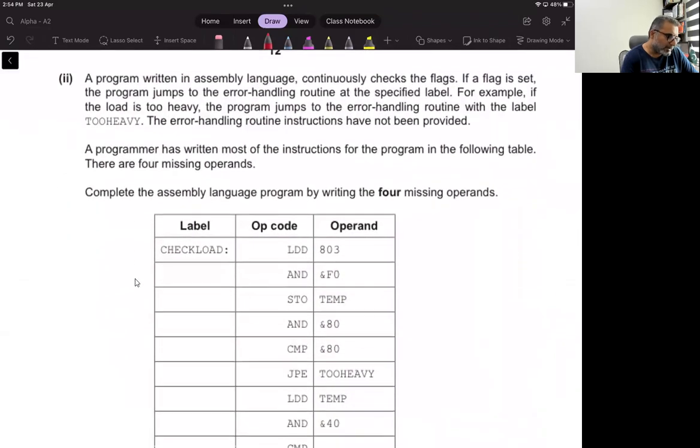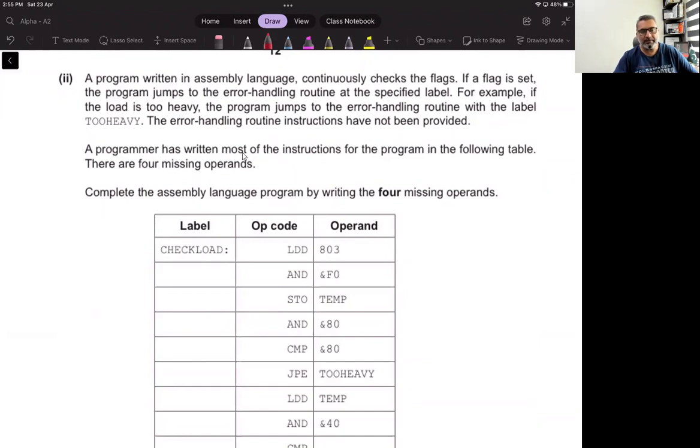A program written in assembly language continuously checks the flags, meaning it does not end. It goes on and on. If a flag is set, the program jumps to the error handling routine at the specified label. For example, if the load is too heavy, the program jumps to the error handling routine with the label too heavy. The error handling routine instructions have not been provided.